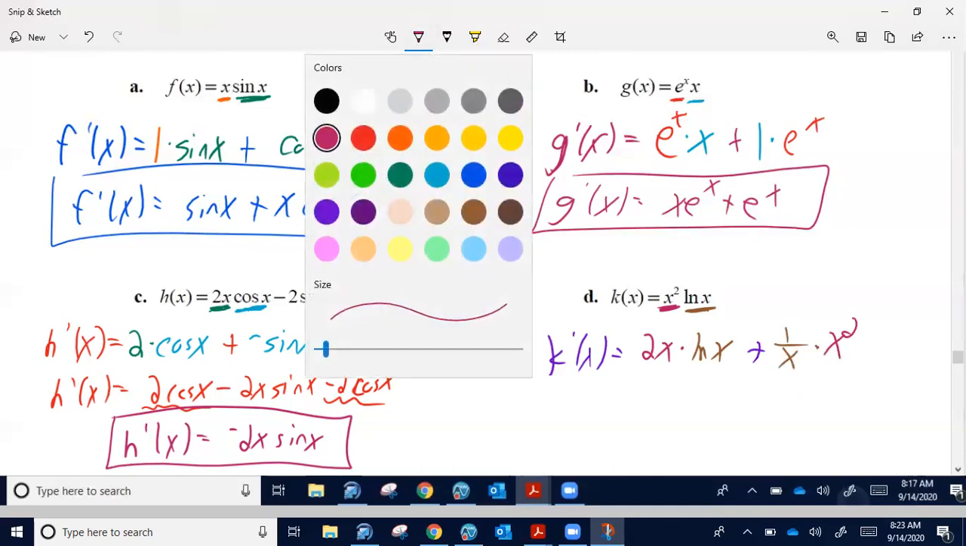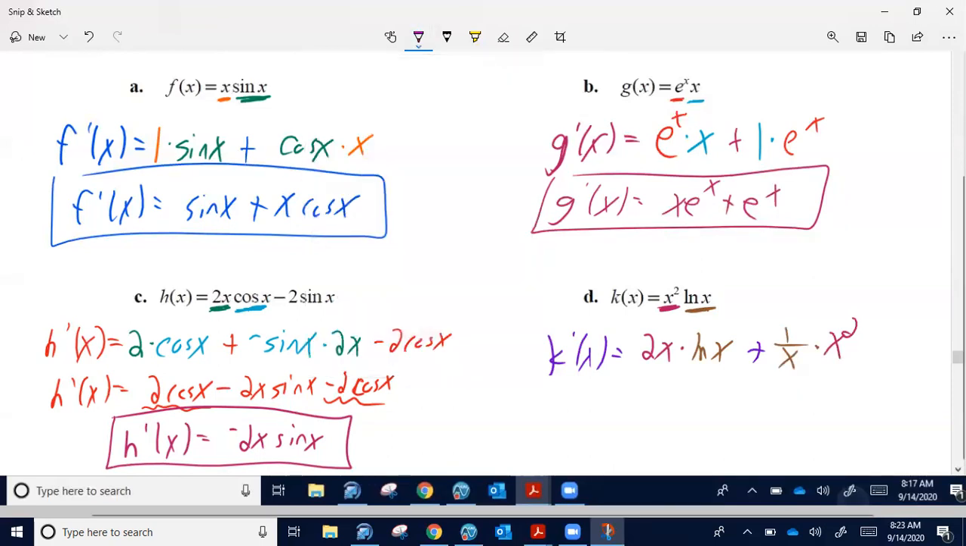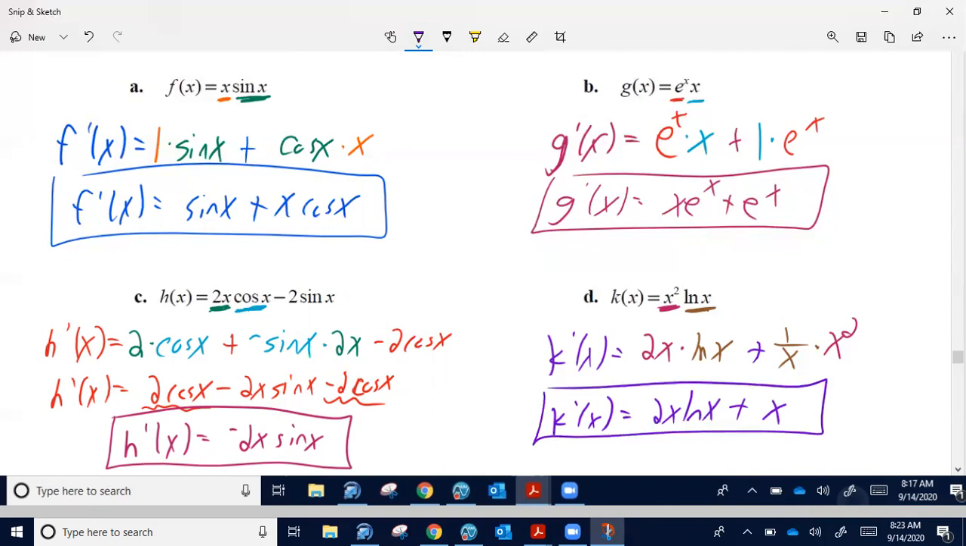So that gives us k prime of x: 2x ln x, plus 1 over x times x squared, or excuse me, x squared over x. Reduce this down to just give us an x. 2x ln x plus x. We're in good shape. All right, product rule again, multiple x's.